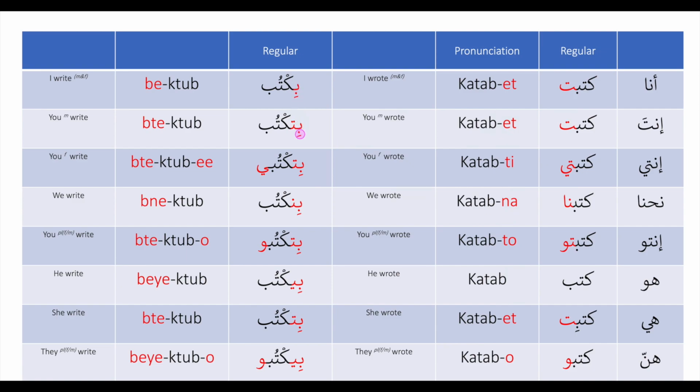You masculine, bitkteb. You feminine, you'll add the same as you masculine, but you should end it with an E, because that's how we distinguish between you feminine and you masculine. With we, we have to add bin. With you group of people, you will add bit and end it with an U. With he, third person, we'll have to add bi.